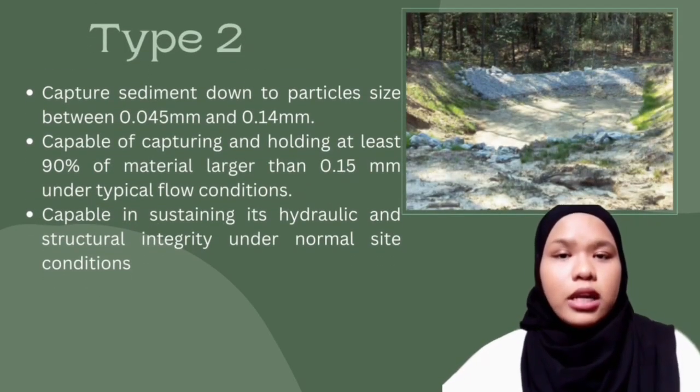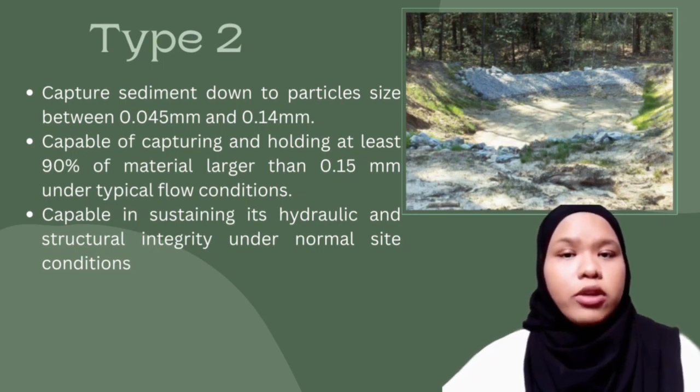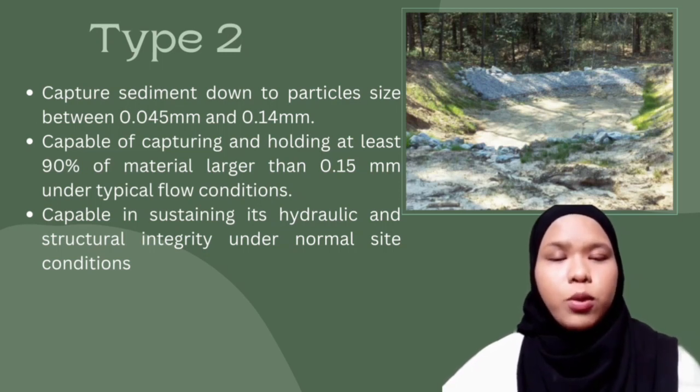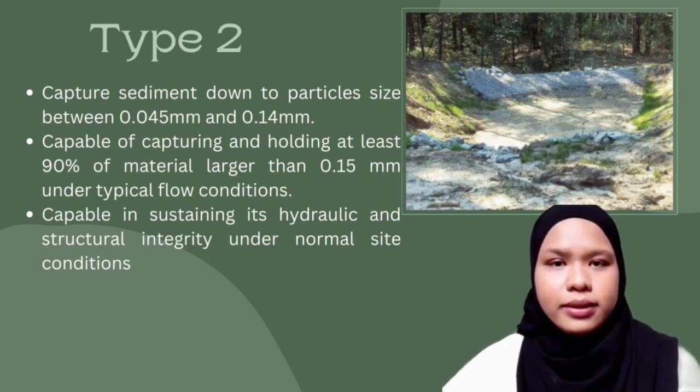The next type of sediment trap is type 2. Type 2 sediment trap is designed to collect sediment down to particle size between 0.045 mm and 0.14 mm. Type 2 sediment trap also includes rock filter dams, sediment weirs and filter points. Under a typical flow condition, type 2 sediment trap has a capability of holding and capturing 90% of material larger than 0.14 mm in equivalent diameter.